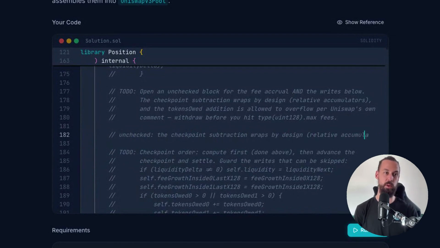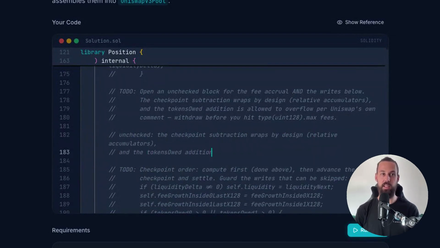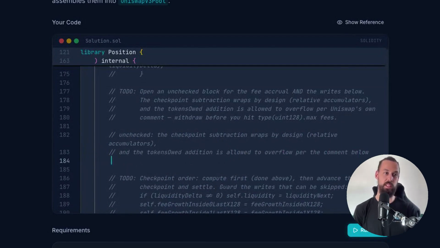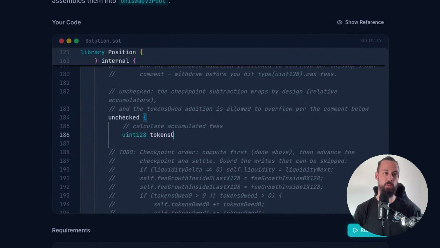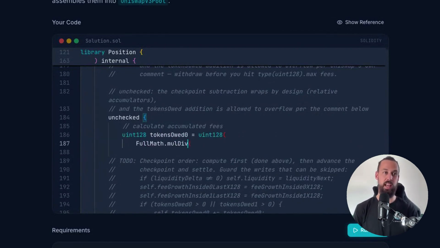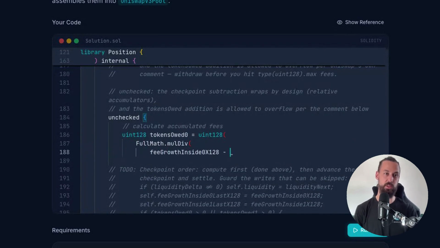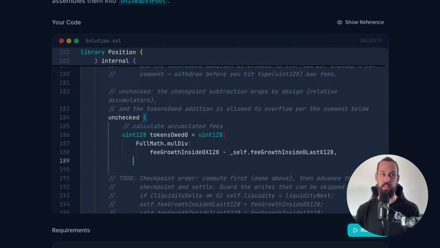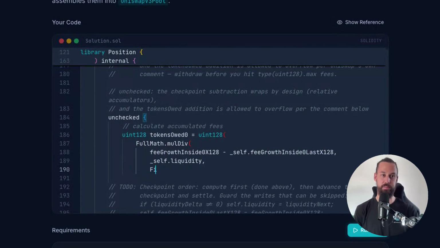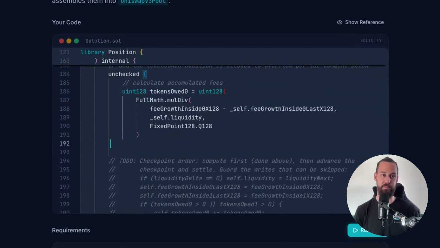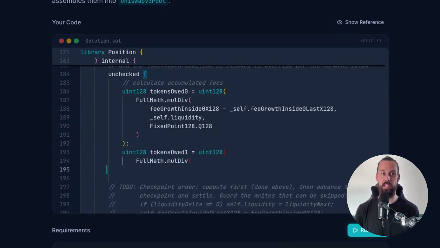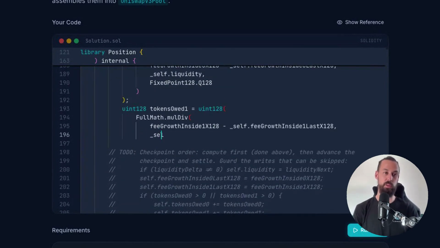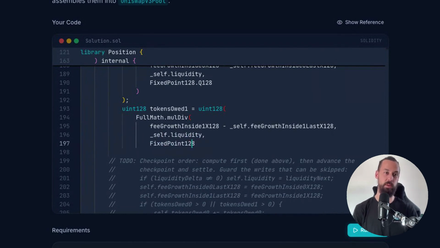The accrual, both tokens, current fee growth inside minus the checkpoint, times the pre-update liquidity, divided by Q128, cast down to uint128. Every one of those 4 operations is a decision we just went through. The subtraction has to be allowed to wrap. The liquidity has to be the old one. The division is what undoes the X128 scaling. And the cast truncates silently, on purpose, for the same reason the addition is allowed to overflow.